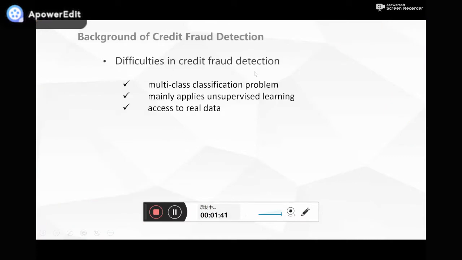Typically, credit card fraud detection is recognized as a multi-class problem since the fraud methods vary continuously. Past experience in credit card fraud detection mainly applied unsupervised learning rather than supervised learning models because of the changing fraud methods and lack of labels. And the data here is really hard to access. That's the main problem, since it's about banking, and banking data is always confidential.